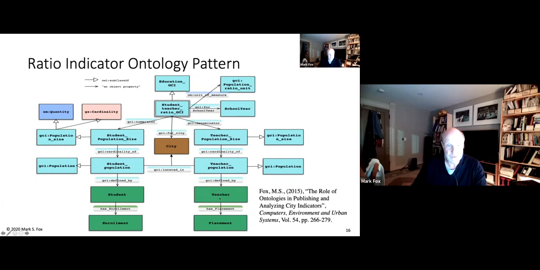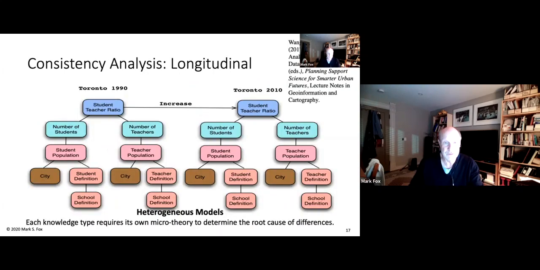And these definitions are created using description logic. Populations, population size, population ratios, quantities, cardinalities, all of that are defined using description logic in our ontology. Now, imagine if I have a representation like this. I have an ontology that's able to represent the definition like this. Then I have the ability to do the following types of analyses.